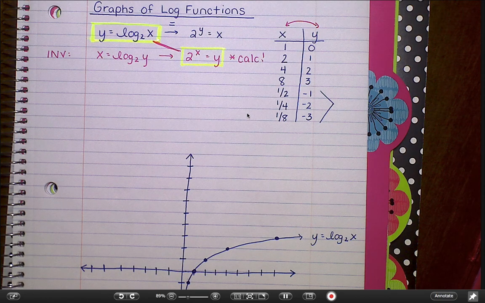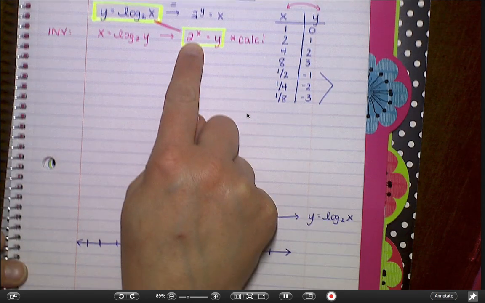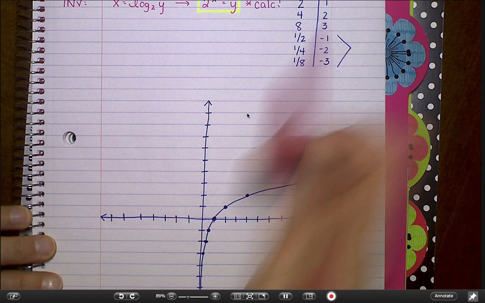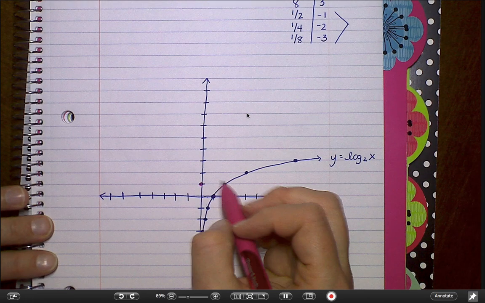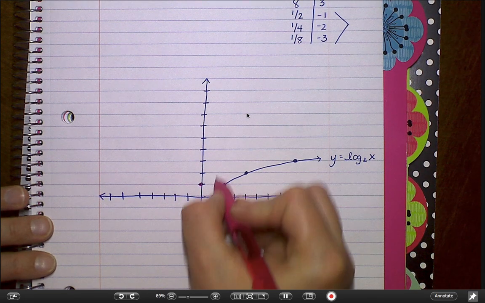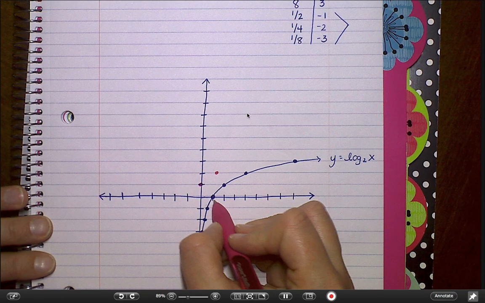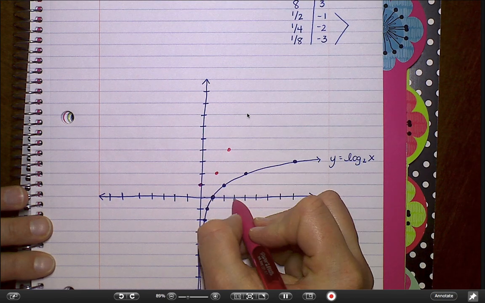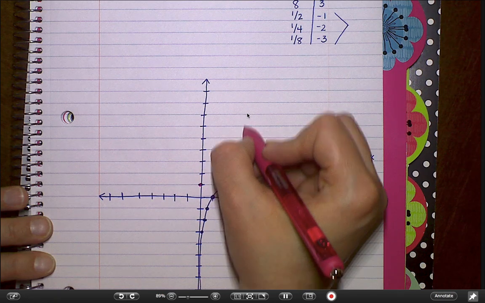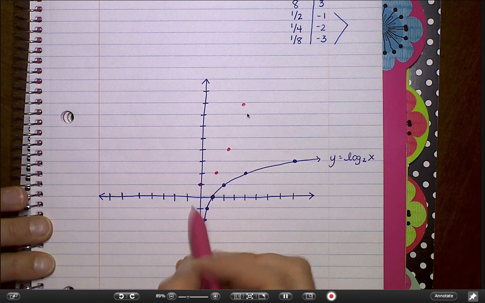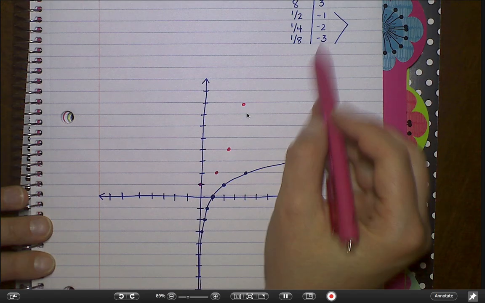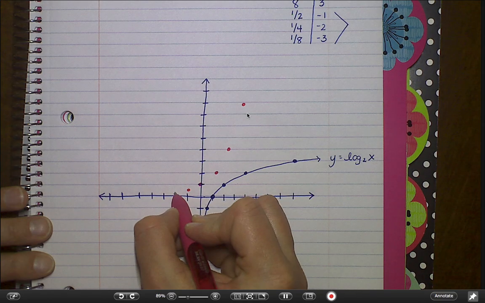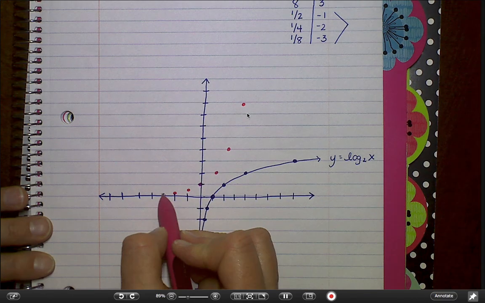So if I were to graph y equals 2 to the power of x, basically it's all of these points here reversed. So I would have the point (0, 1), the point (1, 2), the point (2, 4), (3, 8), I think it's about there. I would have (-1, 1/2), (-2, 1/4), and (-3, 1/8).